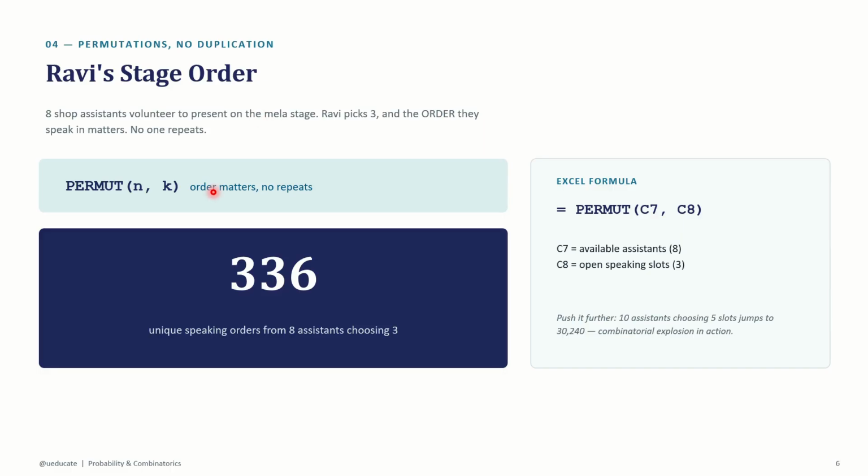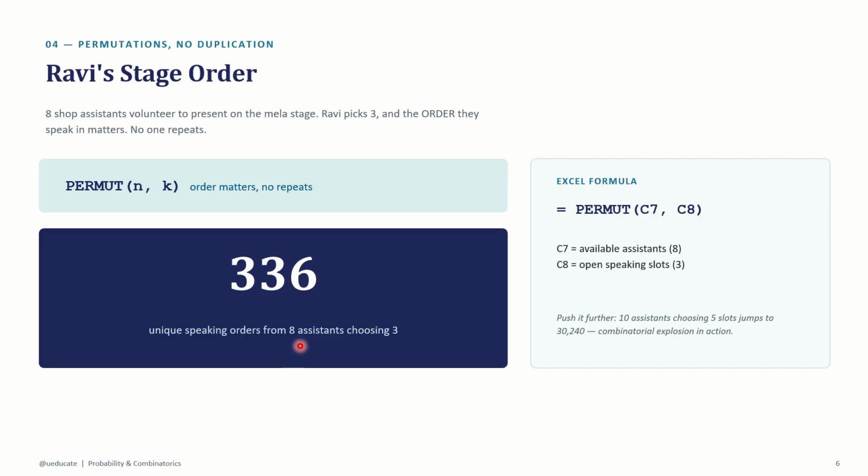So in this, order matters, no repeats allowed, and we have a formula: permut is equal to permutation with the number of assistants we have and the opening speaking slot selection. So what is the chance of this with no repeats? It is this value. This is a permutation problem because order matters and there is no duplication.